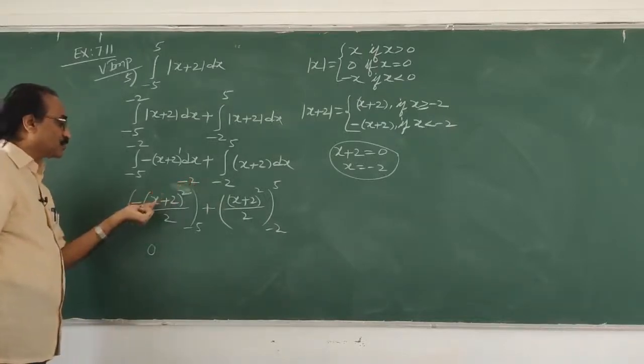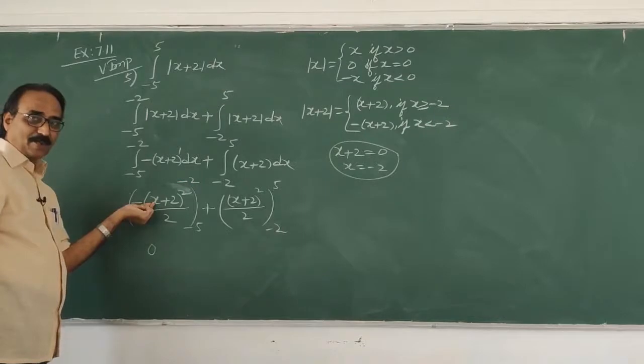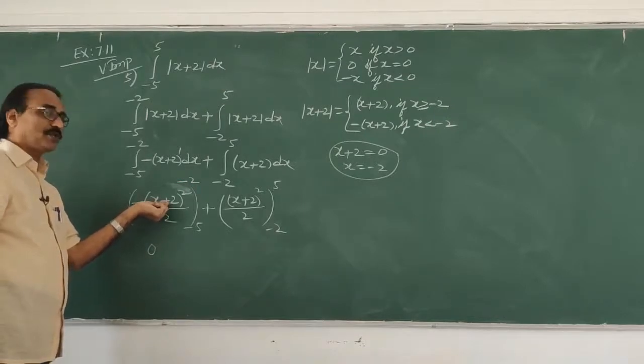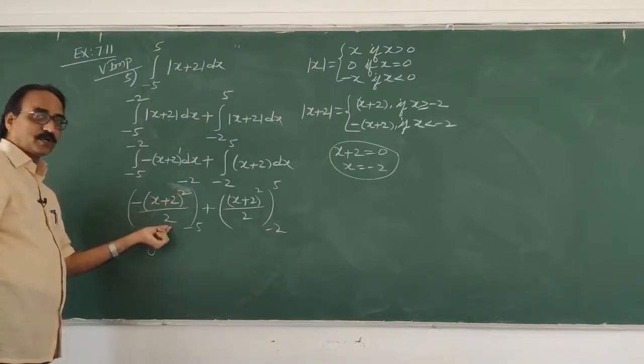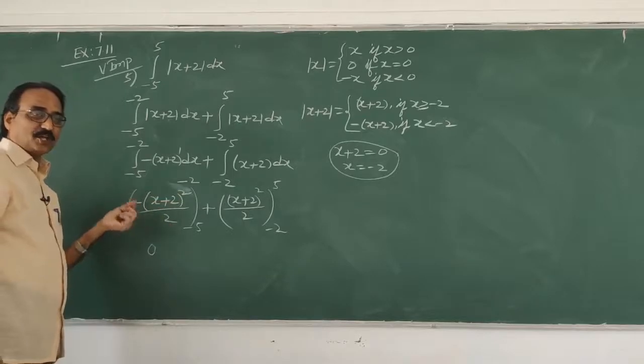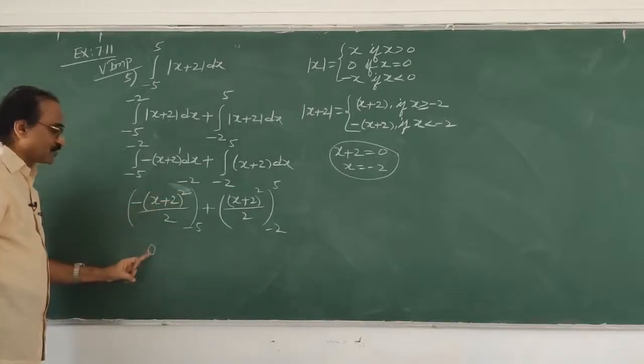Minus 2, I substituted here, wherever x is there, that is called upper limit. Minus 2 plus 2, 0. 0 square, 0. 0 by anything is 0. 0 before minus is there. 0 is neither positive nor negative. That's why I wrote 0.